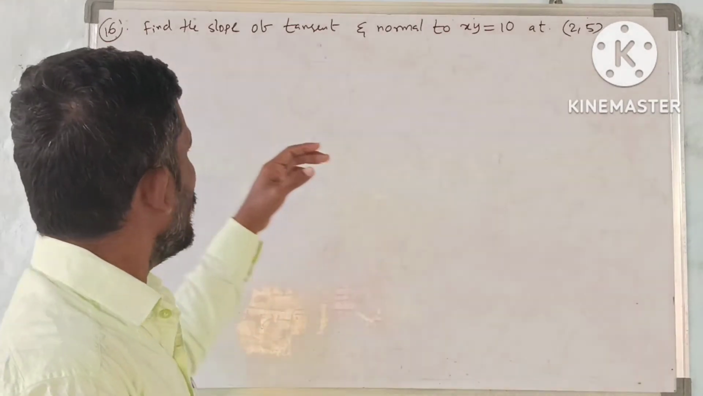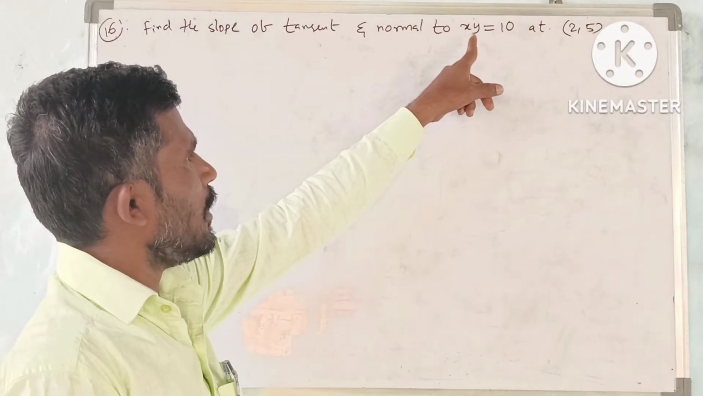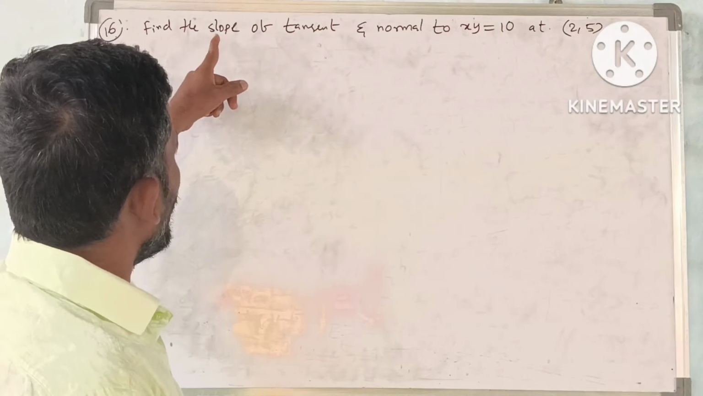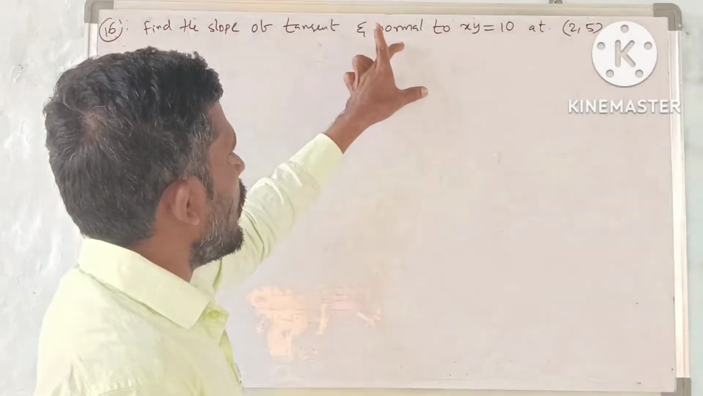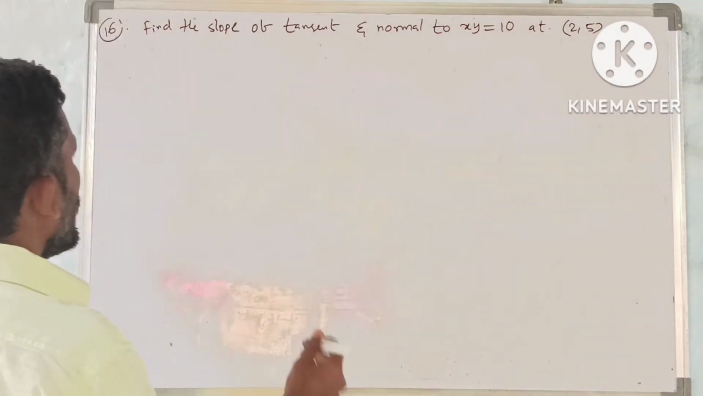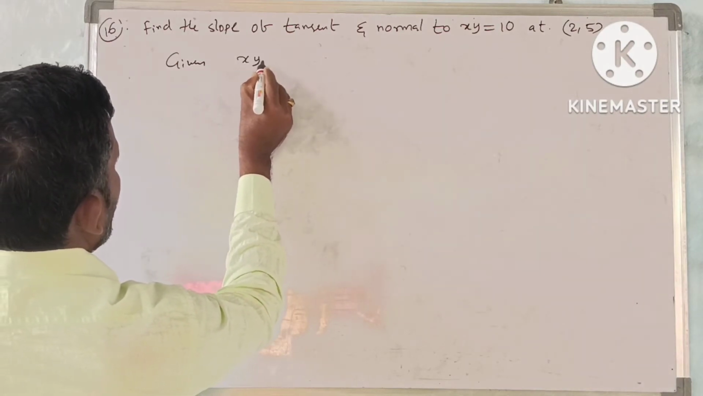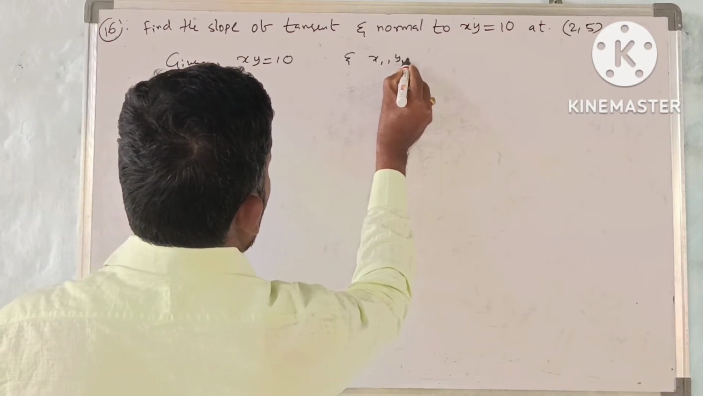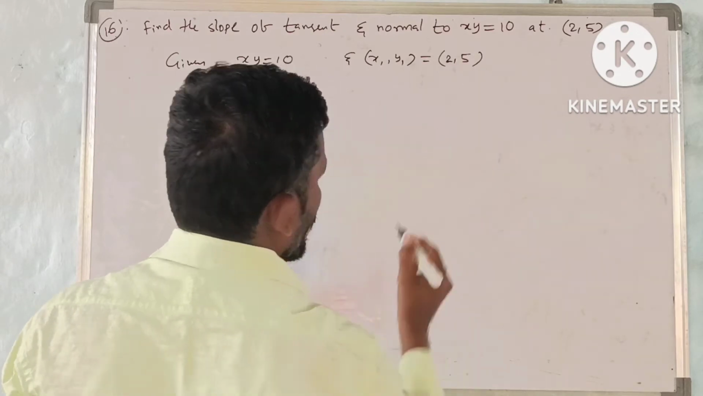Next important problem, find the slope of the tangent and normal to xy is equal to 10 at the point 2, 5. So you have to find the slope of the tangent and the normal. For that I am taking the solution. The given equation is xy is equal to 10 and the point x1 comma y1 is given as 2, 5.